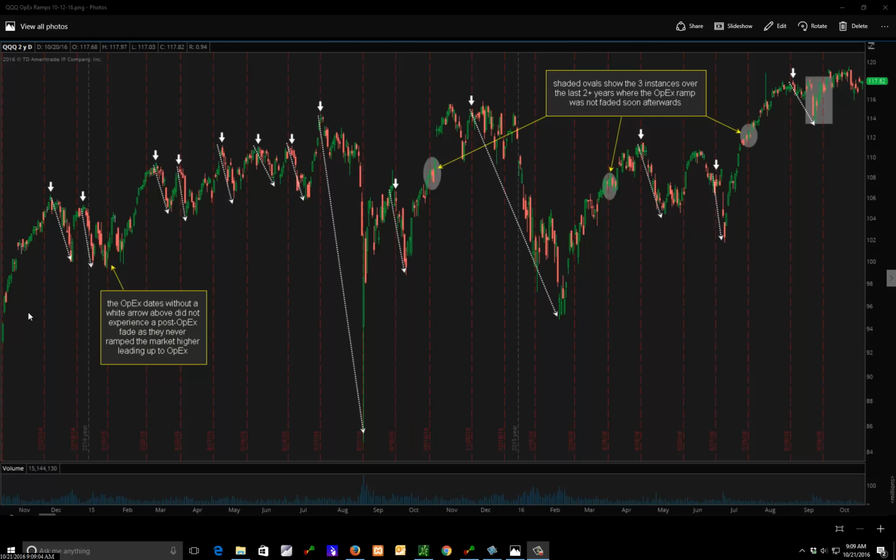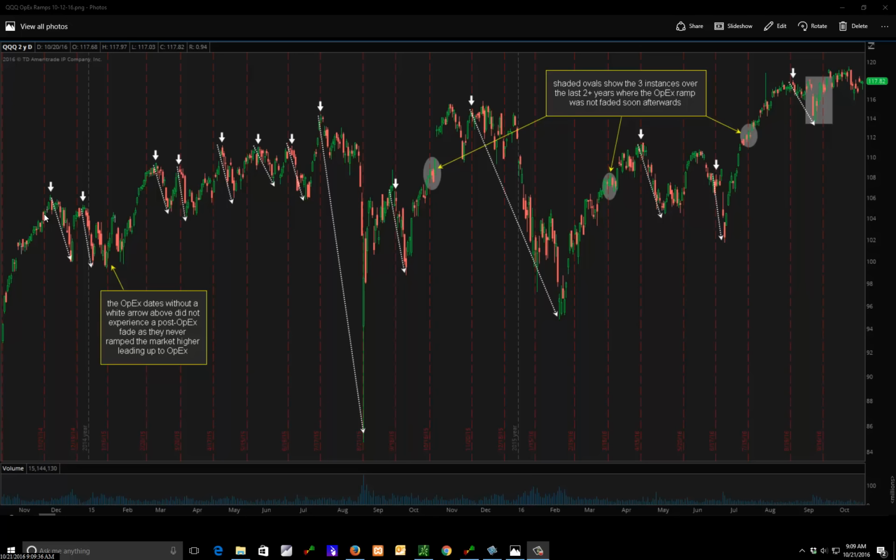Each of these red vertical lines shows you option expiration dates. This is just a year break mark here at 2014. And again, the red lines are the standard options expiration, so the third Friday of every month. There has been a clear tendency over the years to see what I refer to as an OpEx ramp, meaning they ramp prices up typically into the options expiration date, followed by a sell-off or correction.